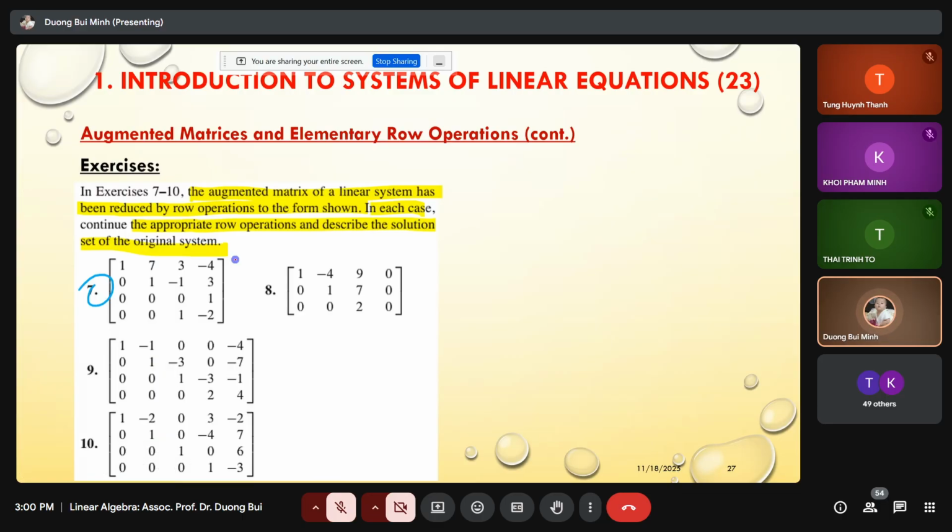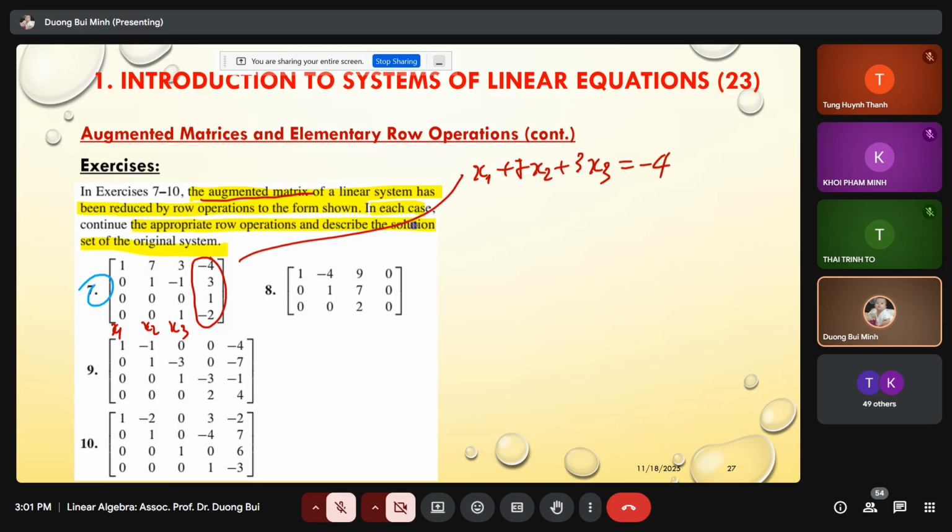So for question 7, we would like to indicate this is the constant term, right? Because this is an augmented matrix, this is the constant terms. So you can get what? This one is for x1, this one for x2, this one for x3. So for the first equation, you get x1 plus 7x2 minus 3x3 is minus 4, right?